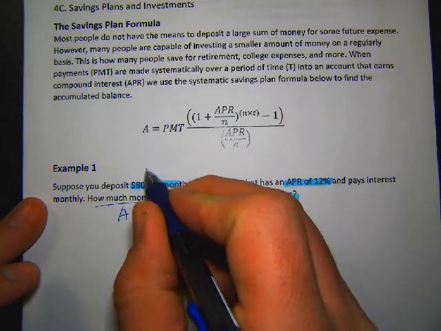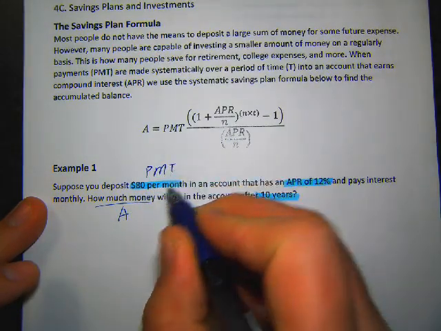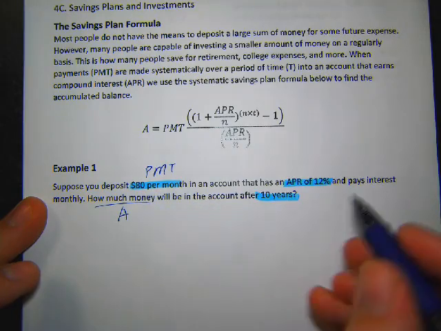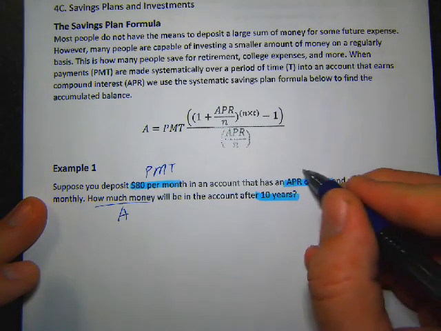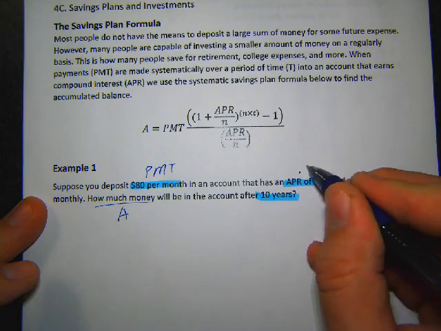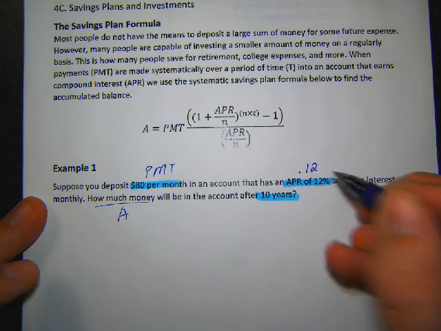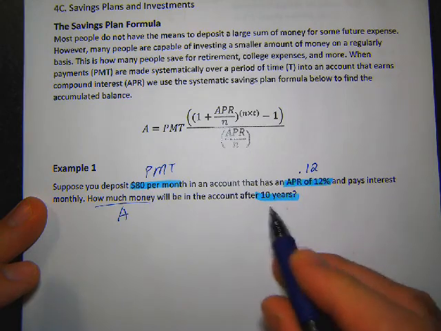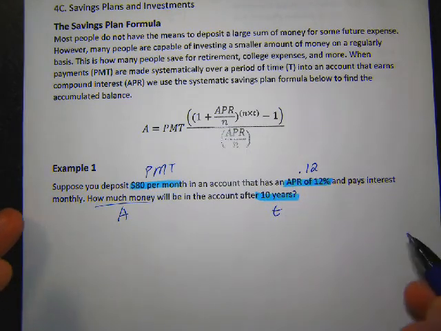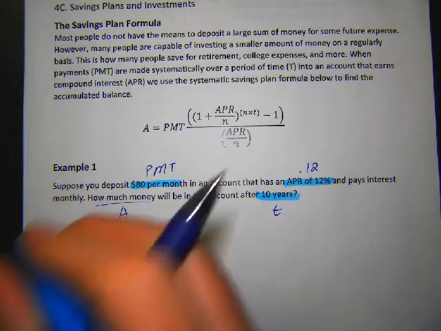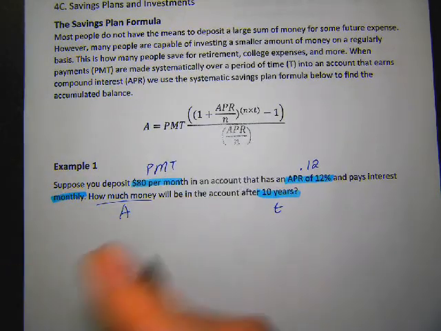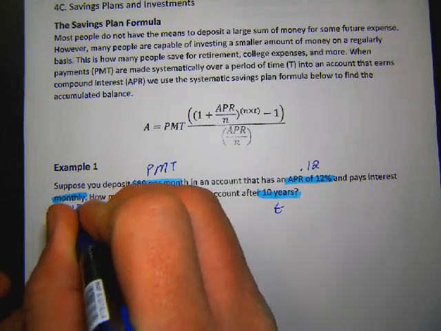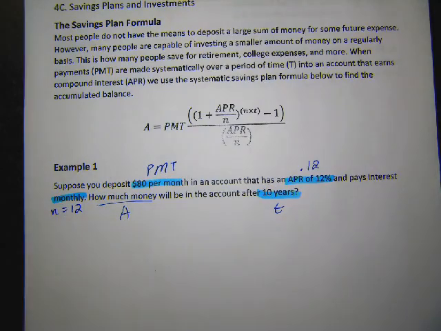Our payment, not principal, our payment is the monthly deposit we're making. Our APR is our interest rate. Again, we'll treat this as a decimal, so we'll turn it into 0.12 instead of using the 12% version of it. And then 10 years will be our time. This is deposited monthly, so monthly tells us that this is n equals 12 because we're doing monthly deposits.